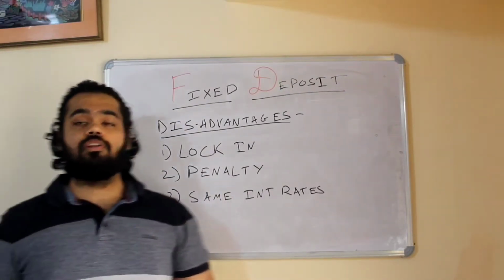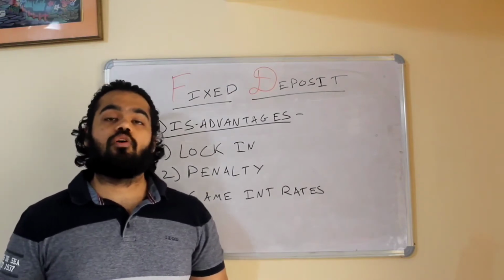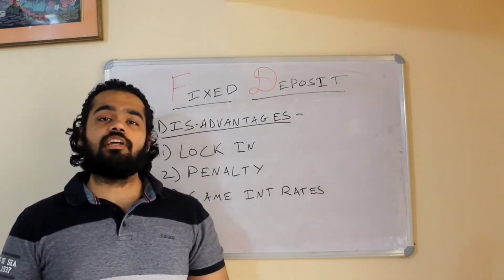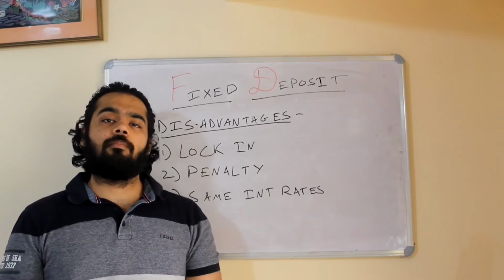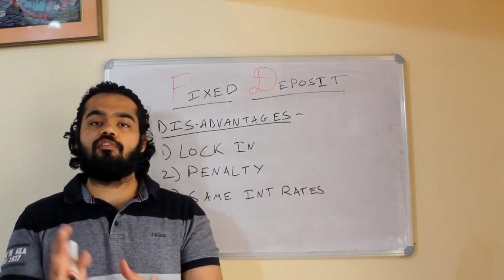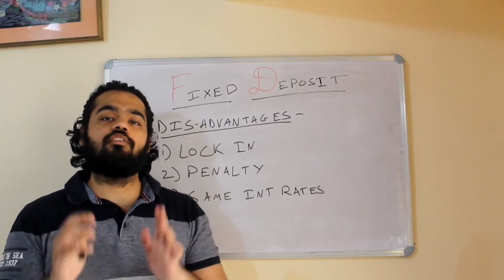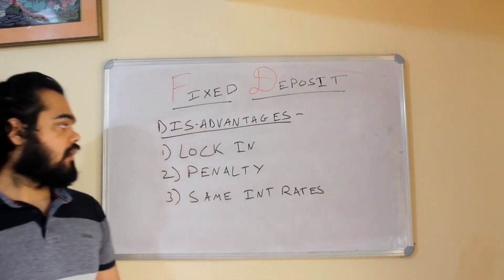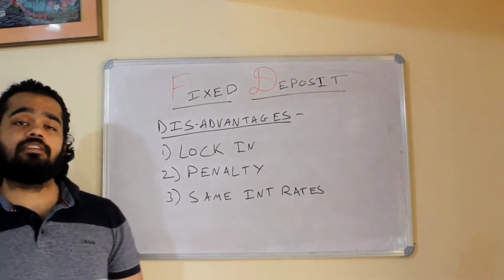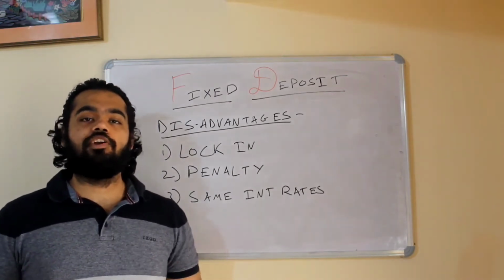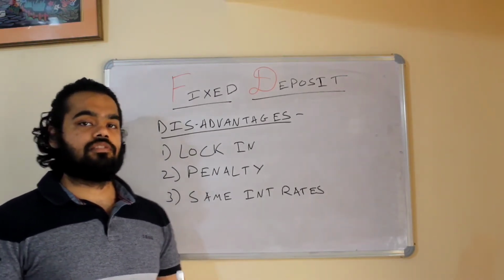The very first one and the most prominent one is the lock-in. Once you invest in FD, your funds are parked there for the minimum period of that tenure. For example, if it's a 5 year FD, then your funds are locked in for 5 years there. So that results in non-liquidity of funds in an FD scenario.